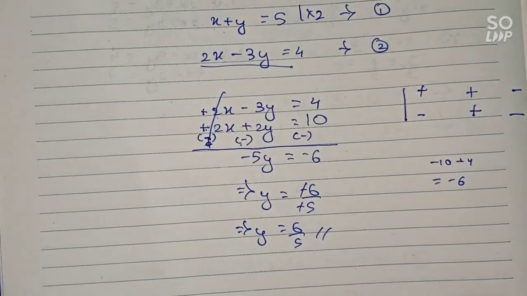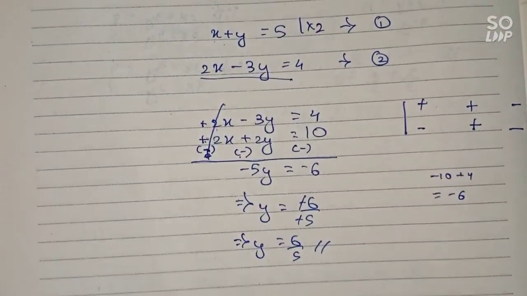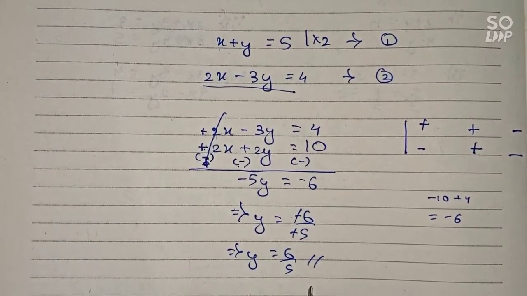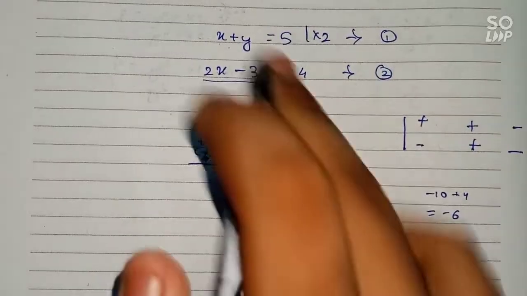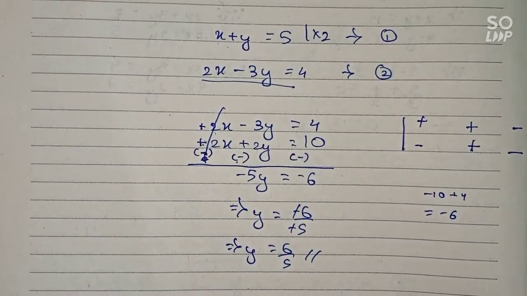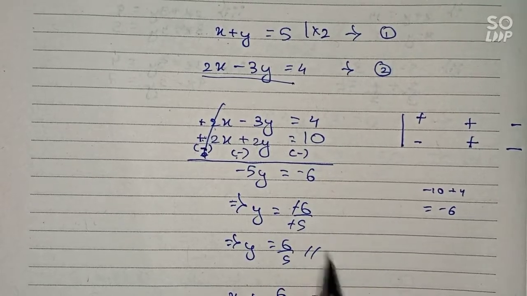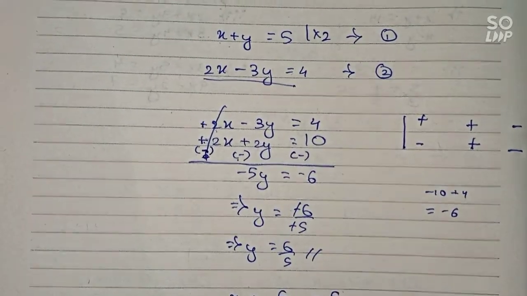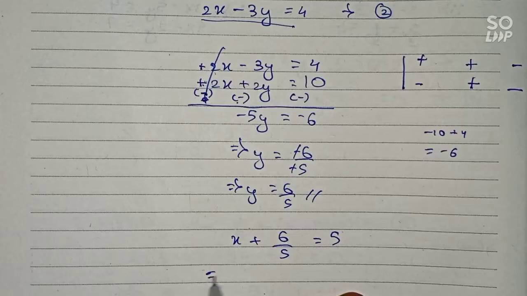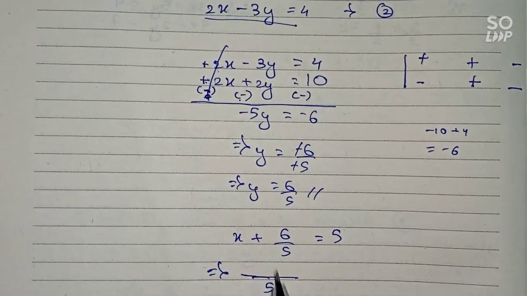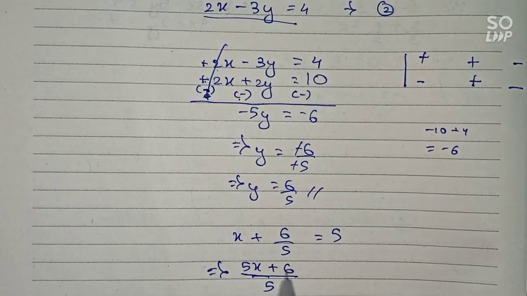So now our next task is we have to find the value of x. So now the substitution method works, and here we have to assign the y in any of the equations. So first equation we take. So x plus y, that means x plus 6 by 5 is equals to 5. So now take the 5 as LCM here. So 5 multiplied by x, it becomes 5x plus 6 is equals to 5.